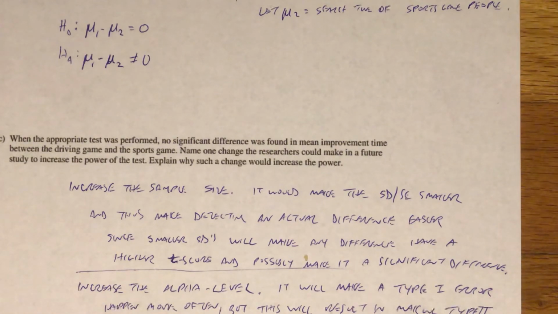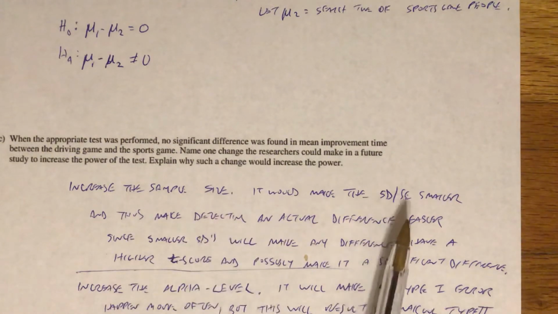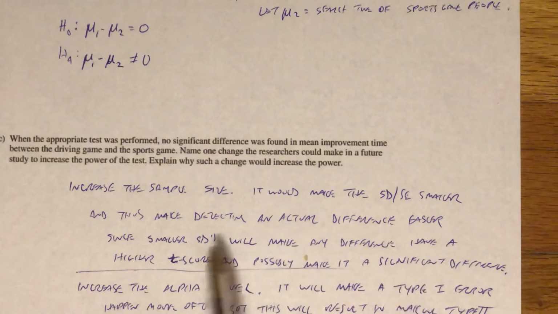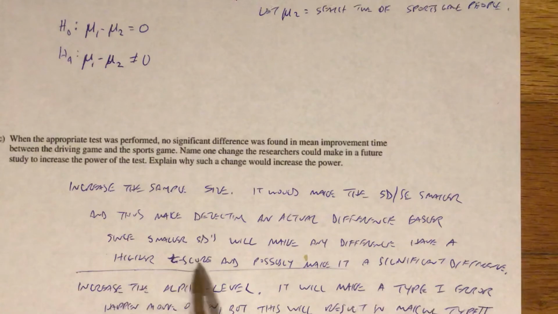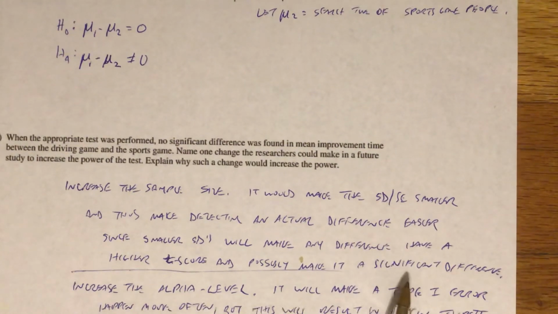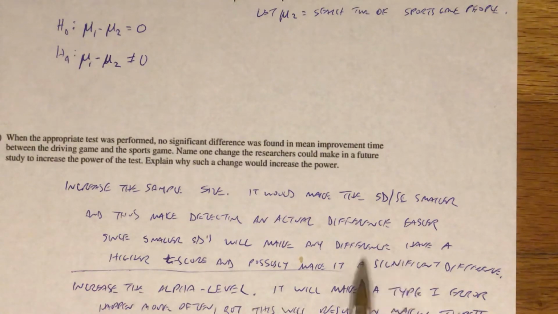So this is the logic that if you really, really want to shore up this question, you would say, well, the sample size increases, it makes the standard deviation smaller, and this allows us to detect an actual difference, since a smaller standard deviation will make any difference have a higher t-score, which is like the z-score. So basically, this is number of standard deviations. We'll have a higher t-score and possibly make it a significant difference, okay? So it's not guaranteed to do that, but with a smaller standard deviation, it doesn't matter how far apart they are. A really, really tiny standard deviation is way more likely to show that difference, all right?